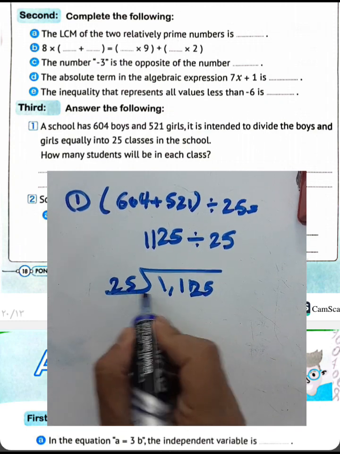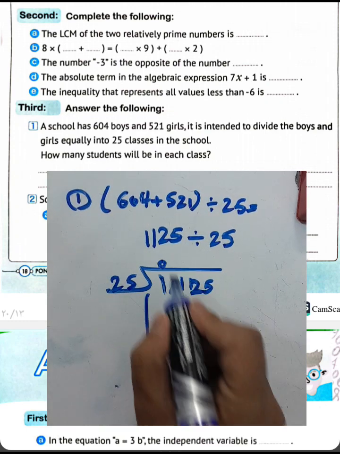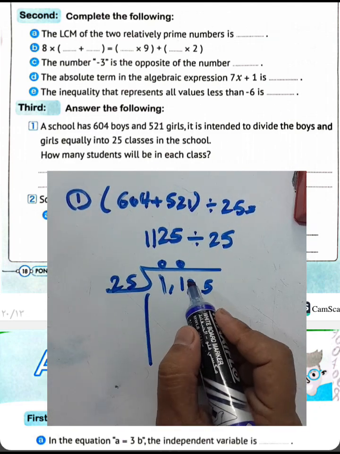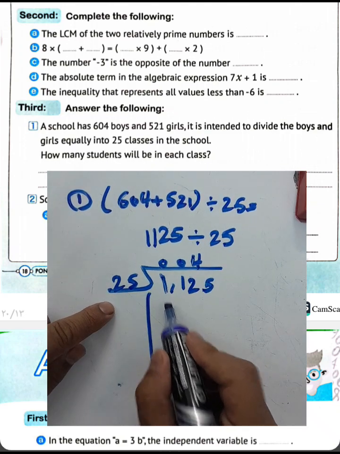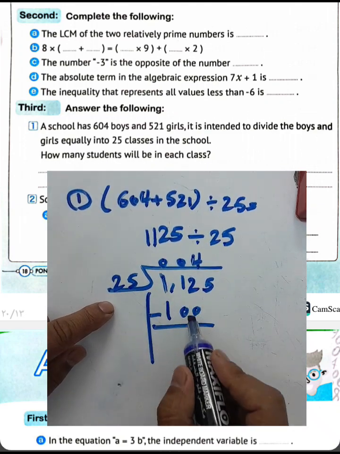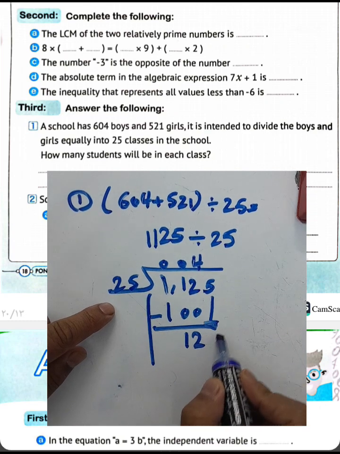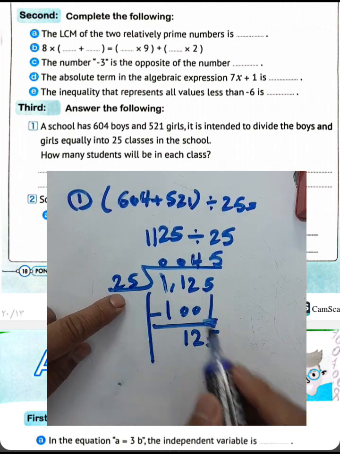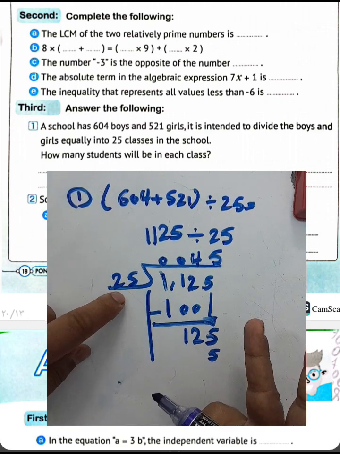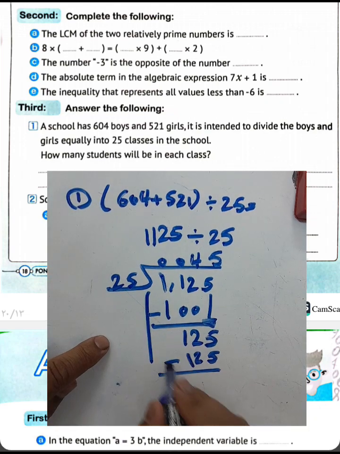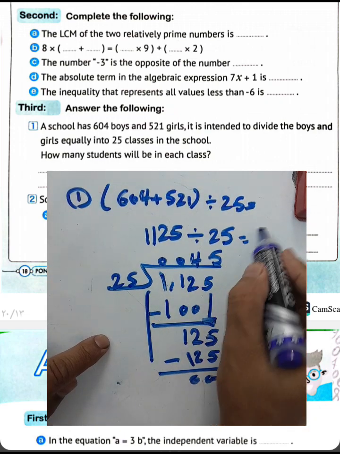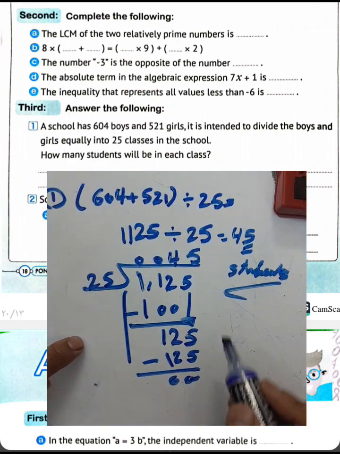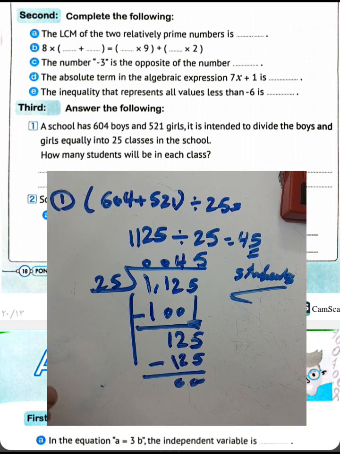1125 divided by 25. 1 divided by 25 we can't do, and 11 we can't do. Then we have 112 divided by 25, it will be 4. 4 times 25 equals 100. Then find the difference between the 2 numbers, 12, and then drop the next number, it will be 5. 125 divided by 25 will be 5. 5 times 5 equals 25, write 5 and carry 2. 2 times 5 equals 10 plus 2 equals 12. Then the difference between them will be 0. So we will have 45 students in each class.